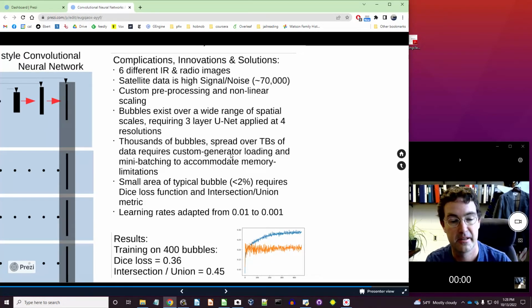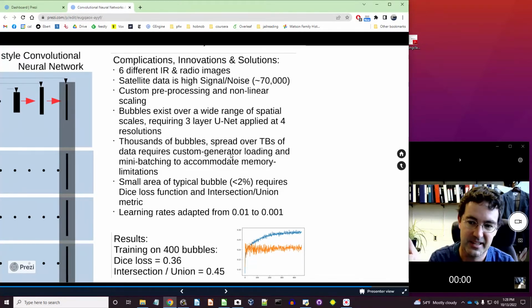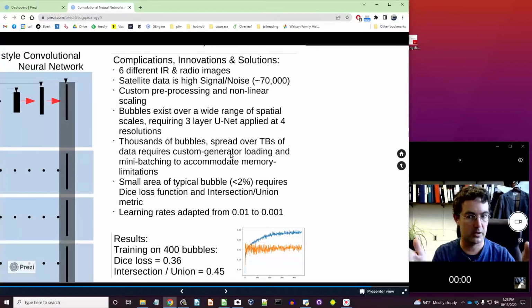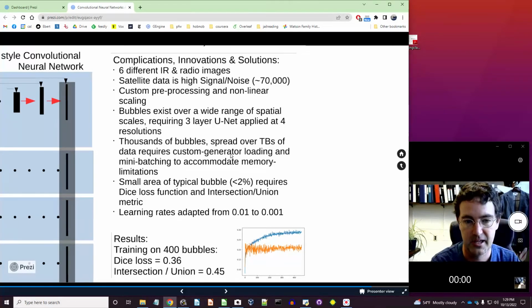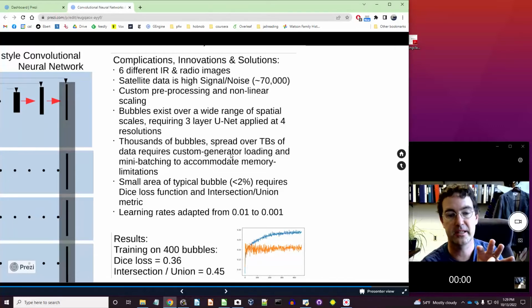We also had thousands of bubbles to fit on, with several surveys, terabytes of data, and a desktop computer to do this with extremely memory limited processing. So I could not load all these data into memory at the same time. And it was all in an astronomy specific format, so I had to build a custom generator that would load in just the appropriate files and then do mini-batching appropriately so that I wouldn't blow past any memory limitations my desktop computer had.